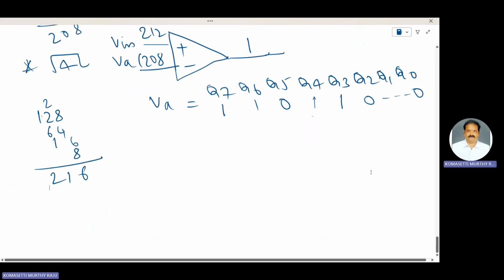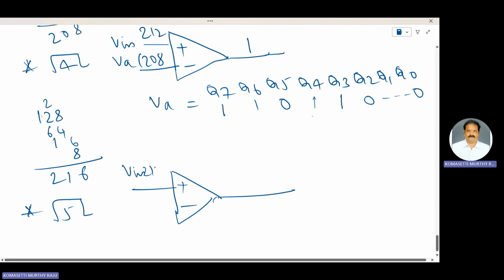For the fifth clock pulse, plus and minus here, this is Vin 212. This one is VA 216. VA is greater than Vn. The output of the comparator is 0.